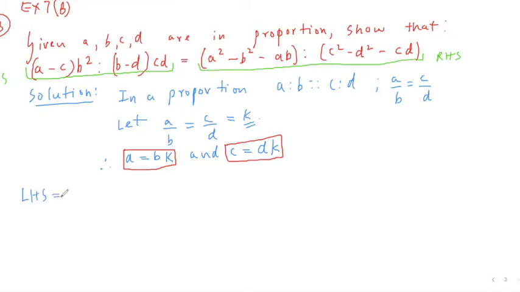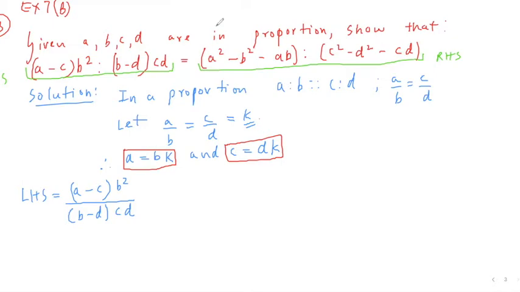LHS is equal to A minus C into B squared, the whole thing divided by B minus D into CD. I've just written it down as it is. I've not done anything on it. Instead of the proportion, instead of the ratio, I've written it as a fraction.